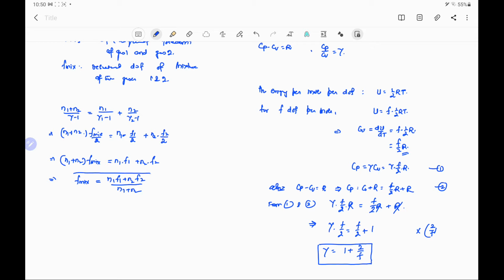And this is the desired equation which we require, and we have to memorize it because it is important to solve many of the problems.